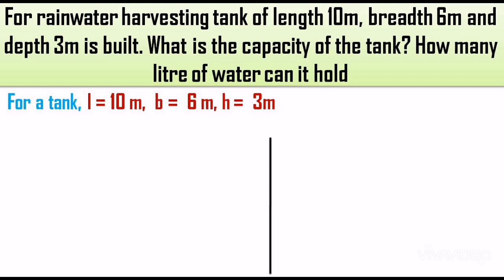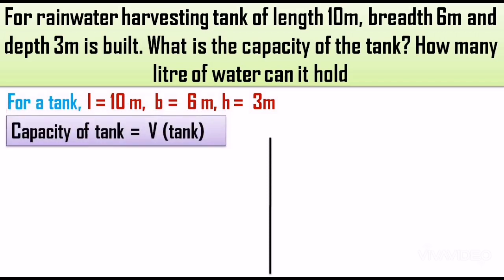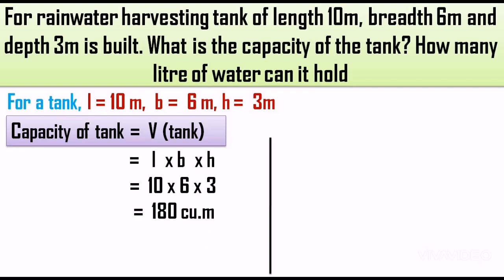As different dimensions are given, that means it is a cuboidal tank. And we know that the volume of a cuboidal tank is nothing but length into breadth into height. The moment you substitute the values, we get 10 into 6 into 3. Carry out the multiplication. It is easy, right? So we get the answer 180 cubic meter.